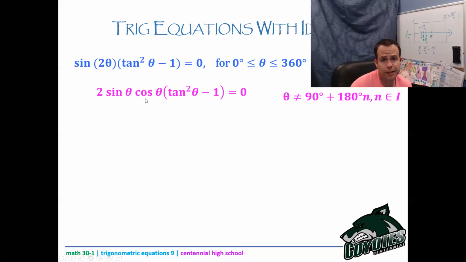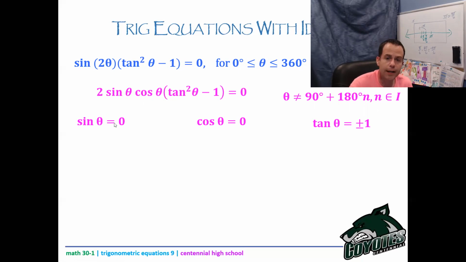And essentially, I'm right back to the zero product principle because the 2 is inconsequential here. I've got this factor here, I've got this factor here, and I've got this factor here. So either sine of theta is 0, or cos of theta is 0, or tan squared of theta is 1. So those are my 3 statements that I now need to dive into.